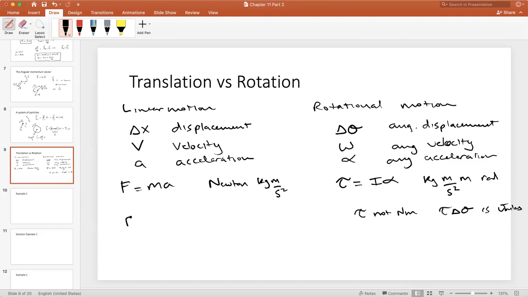Much like force times the change of time is an impulse, which results in a change in momentum. Torque times the change in angle results in a change of rotation.